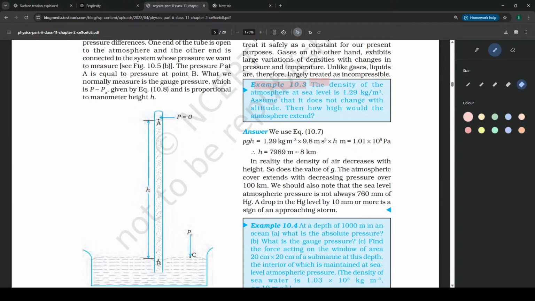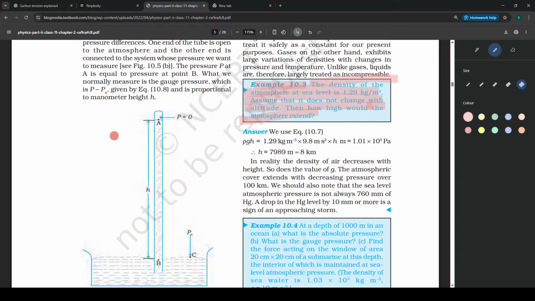Example 10.3: the density of the atmosphere at sea level is 1.29 kg per meter cube. Assume that it does not change with altitude, then how high would the atmosphere extend? They gave the density of the atmosphere at sea level. We know the atmospheric pressure. We know the formula, which is rho gh, which is equal to atmospheric pressure.